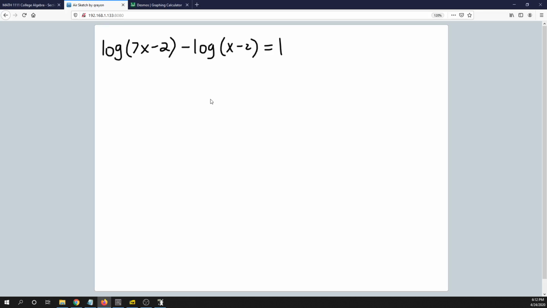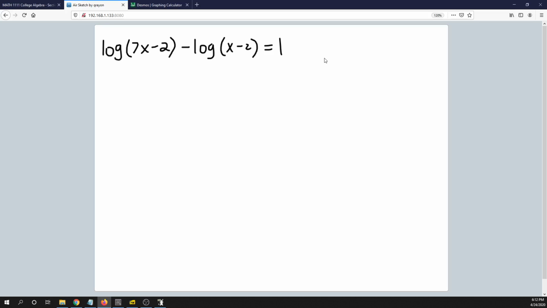The first step was to make sure that all of the logs are on one side of the equation and all the non-log terms are on the other side of the equation. And so this equation has that property. All of the logs are on the left-hand side of the equation, and then the 1, which does not have a log, is on the right side of the equation.